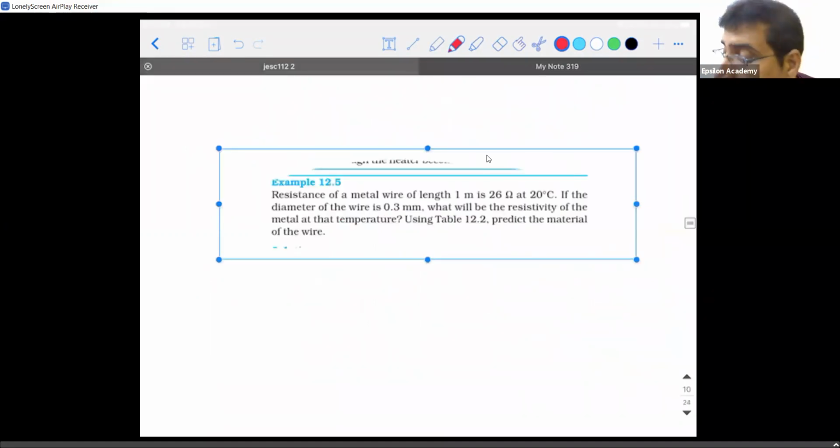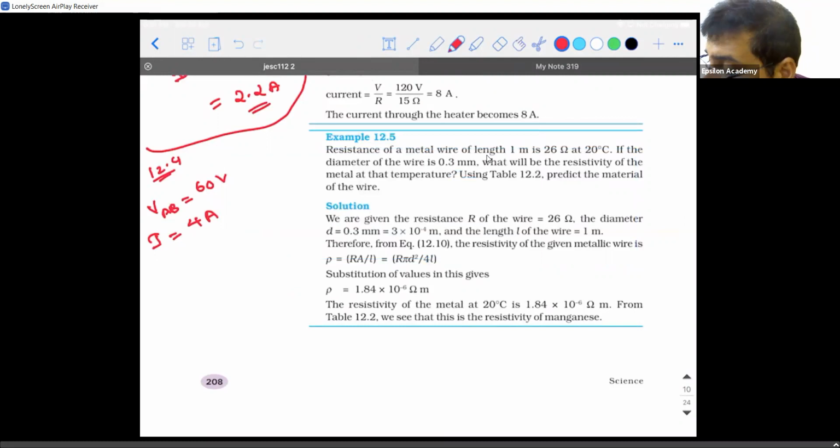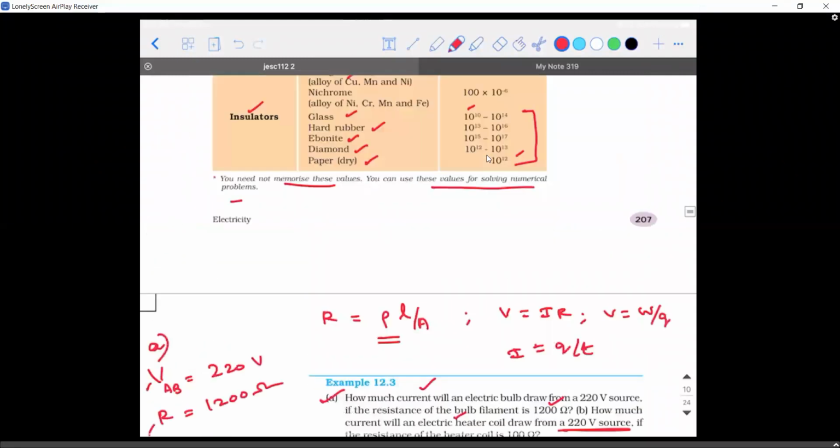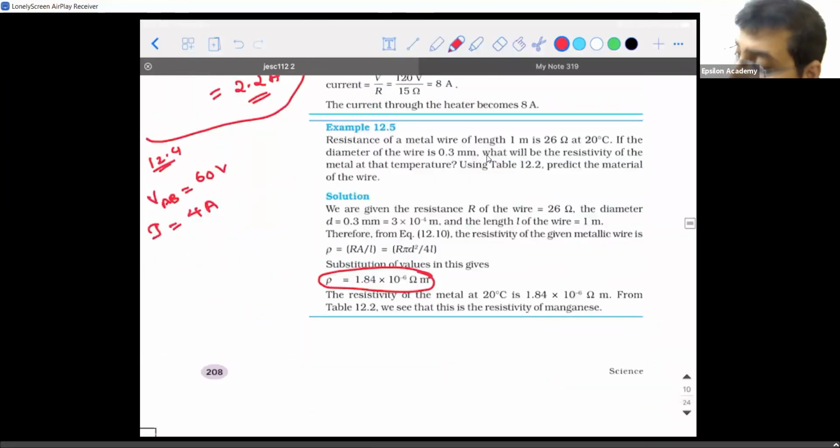So this is the resistivity. Once you find the resistivity, the value comes out as 1.84 into 10 power minus 6 ohm meter. What did they say? They asked us to explain the question once more, sir? They have given the resistance.